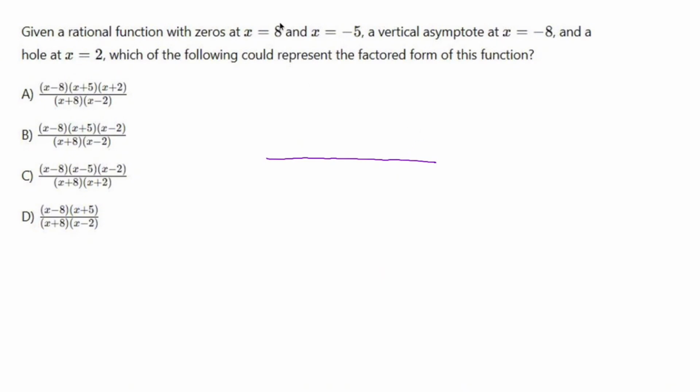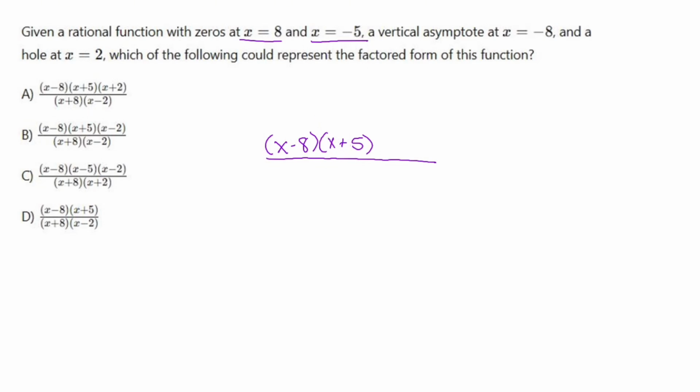If it has a zero at 8 and negative 5, that means you're going to have parentheses living in the numerator only. And the factors that you're going to build are going to be factors whose 8 and negative 5 make this whole thing equal to 0. So the only way that would work is if you have 8, you're going to make a factor of x minus 8, the opposite. If you have negative 5, you're going to have a factor of x plus 5, the opposite. Because plugging in 8 would make you 0, plugging in negative 5 would make you 0.